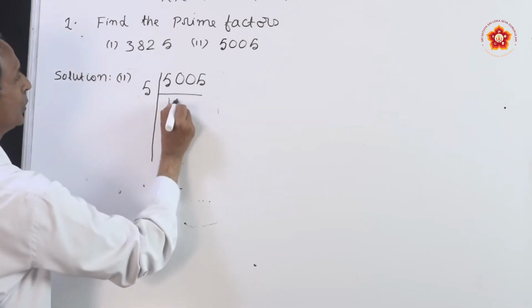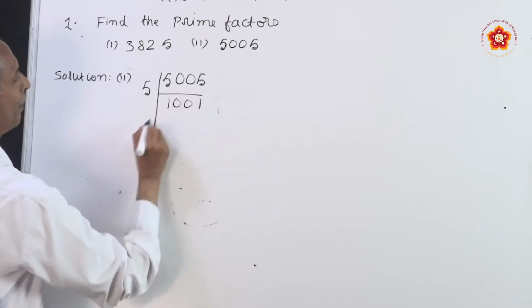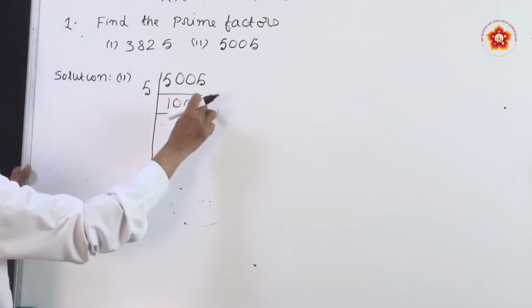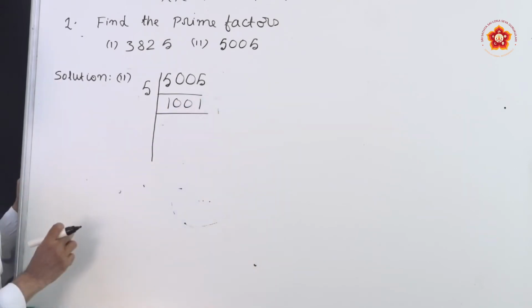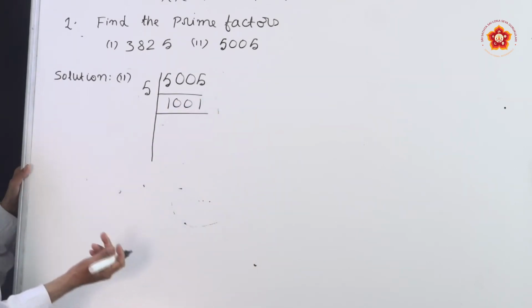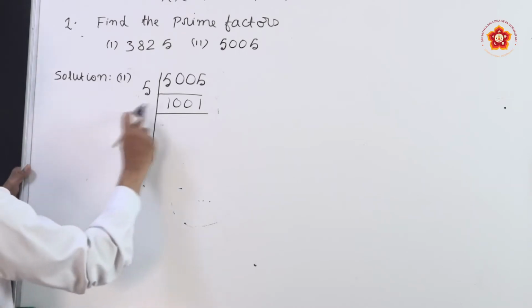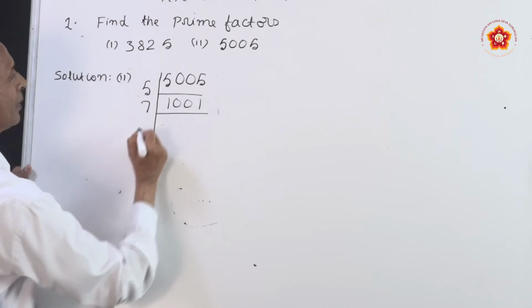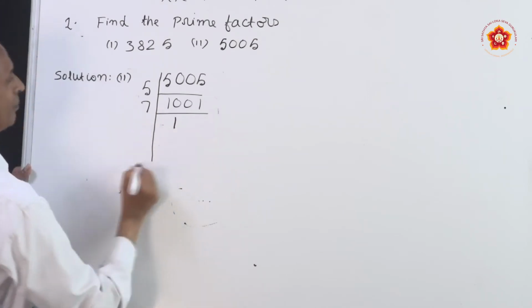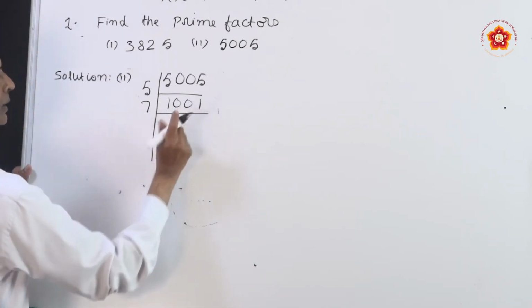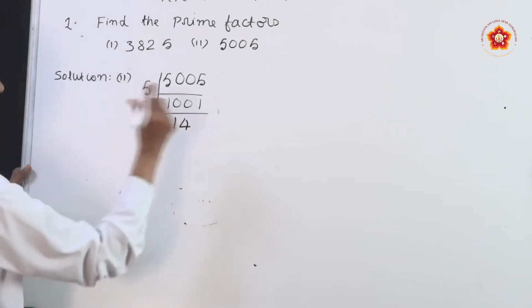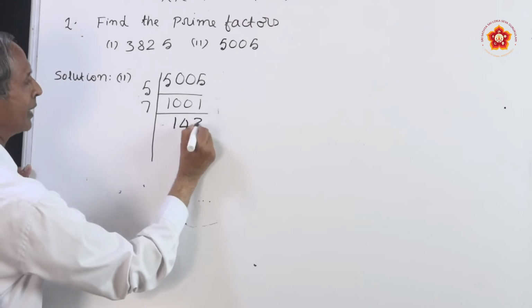5 1s are 5, 0 0, 5 1s are 5. Next, this number is not divisible by 5 because the end is 1. So, it is not divisible by 5. Next prime number is 7. You have to try with 7. If you take 7, 7 1s are 7, 3 is 30, 7 4s are 28, 2 will be remaining, 21, 7 3s are 21.